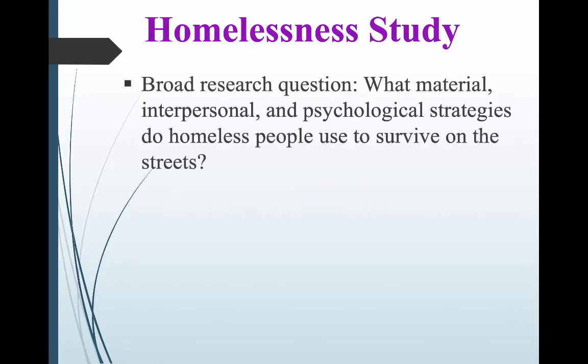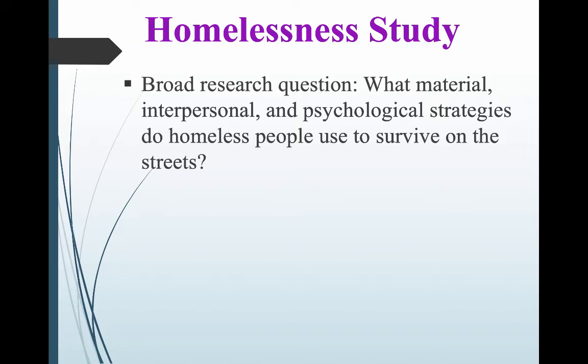Okay, so as every chapter does, this chapter starts by looking at a specific research study to try to put into context what we're going to be talking about, right? So basically, in the example in the book, the broad research question was, what material, interpersonal, and psychological strategies do homeless people use to survive on the streets?